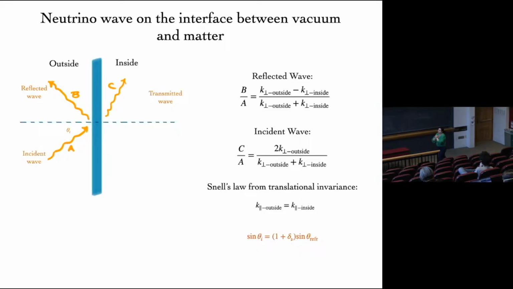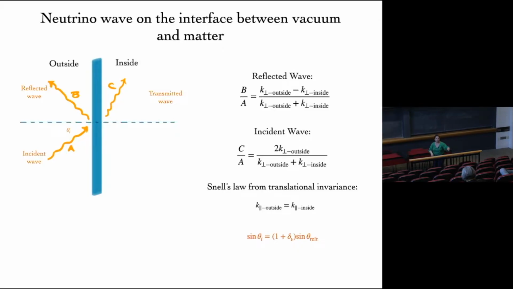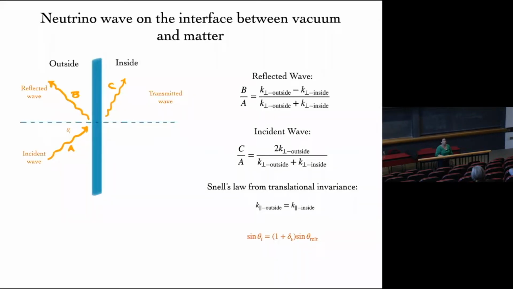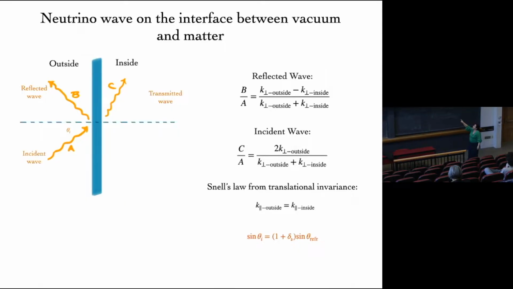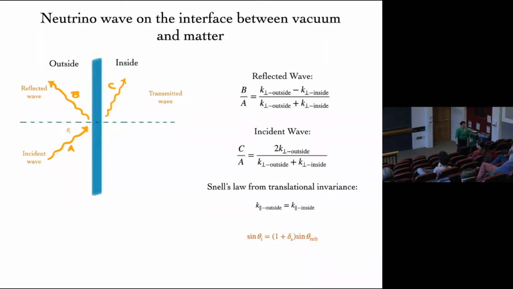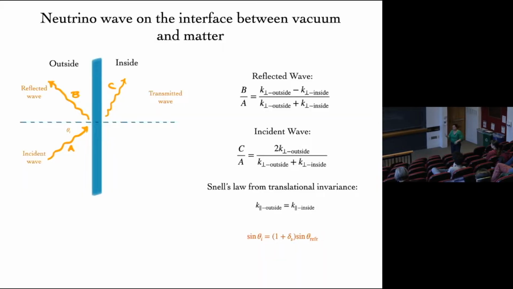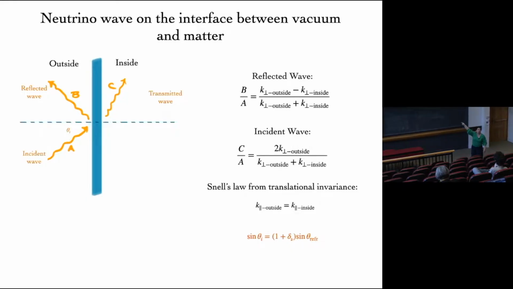An interesting thing is that Snell's law, you can see arising if you impose translational invariance across the surface of the medium. So you get that K parallel outside is equal to K parallel inside, and you get the relation between the incidence angle and the refractive angle of the wave. You can also get from energy conservation the fact that the reflected angle is the same as the incidence angle. So all these optics things that we learned in our textbooks apply to this case, and you can see them arising from energy conservation and the symmetries of the problem.